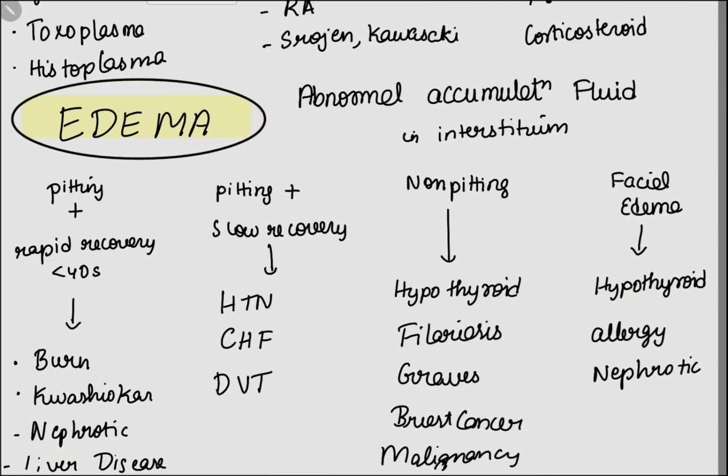And finally, the edema. Edema is nothing but the accumulation of fluid in interstitium. The types of edema are pitting with rapid recovery, less than 40 seconds, pitting with slow recovery, non-pitting, and facial edema. And the causes mentioned below: burns, kwashiorkor, nephrotic, liver disease cause pitting with rapid recovery. Pitting with slow recovery: hypertension, congestive heart failure, DVT. Then non-pitting: hypothyroidism, filariasis, Graves, breast cancer, malignancy. And facial edema: classic nephrotic, hypothyroidism, and allergy.